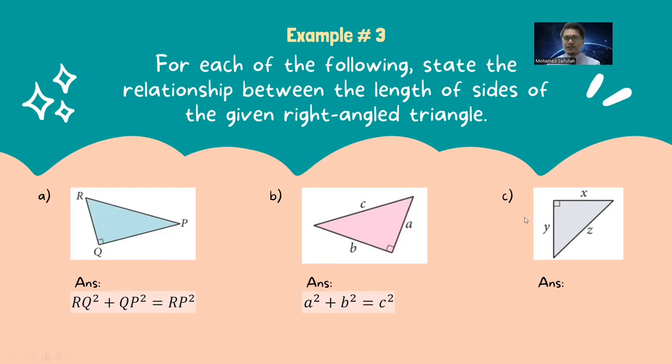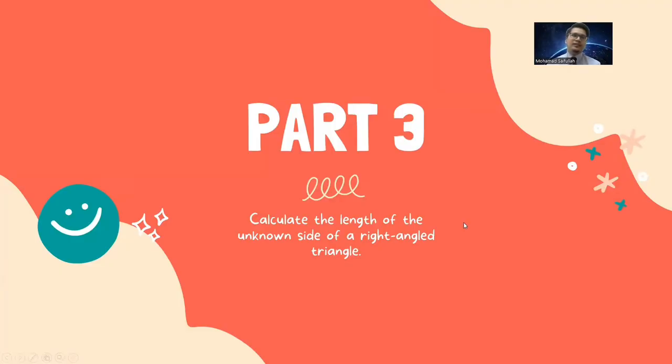Correct. So the answer for this question is x square plus y square is equal to z square. Okay, it seems like you all already understand the relationship and you all already know where the hypotenuse is. So end of part 2.